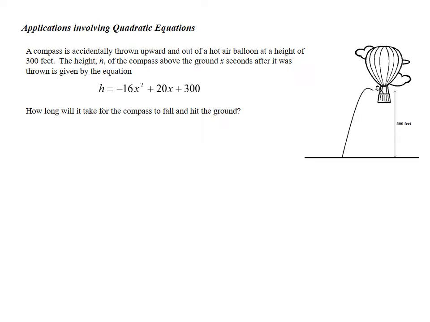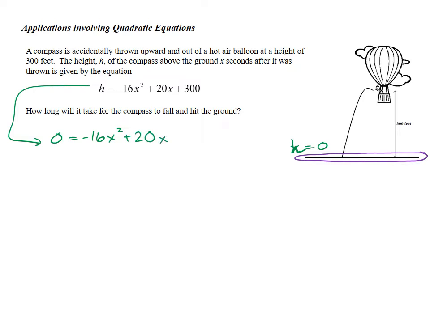The question is, how long will it take for the compass to fall and hit the ground? Well, remember, the ground, by definition, is at a height of 0. So the height, or h, equals 0 on the ground. So to solve this, I would want to set h equal to 0 as a first step. And then I need to find x because I'm trying to figure out how long, and remember x is the time. So when you look at this, this is a quadratic equation because of the x squared.